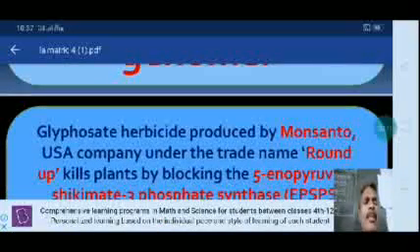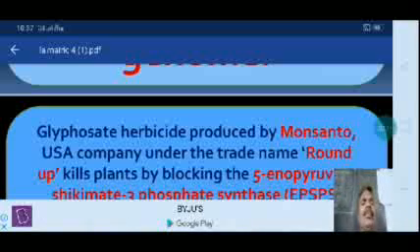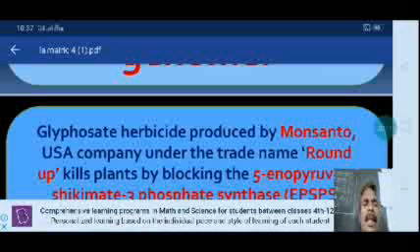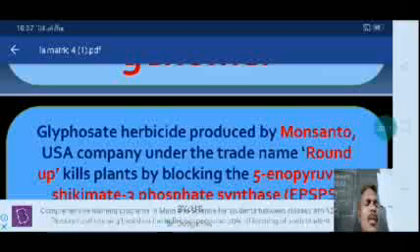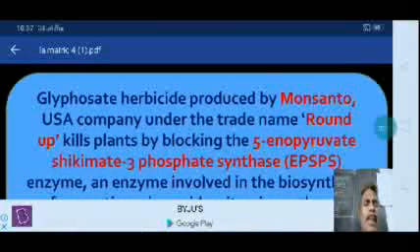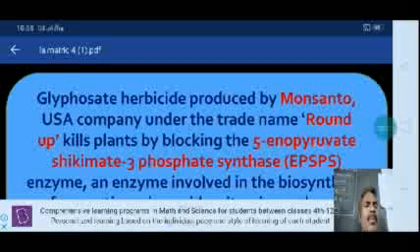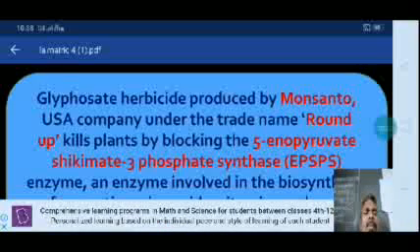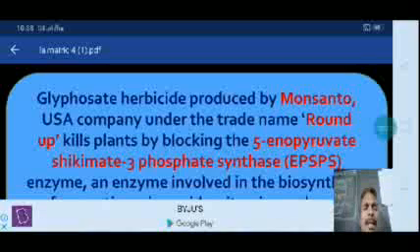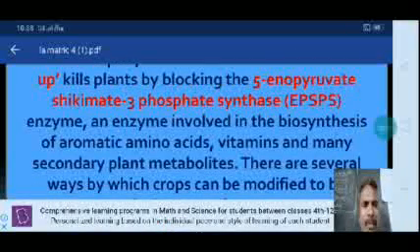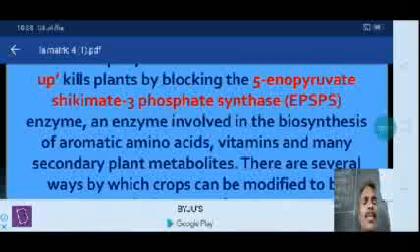Here, the glyphosate herbicide is produced by Monsanto, a USA company, under the trade name Roundup. Roundup kills plants by blocking the enzyme 5-enolpyruvylshikimate-3-phosphate synthase, EPSPS, an enzyme involved in the biosynthesis of aromatic amino acids, vitamins and many secondary plant metabolites.